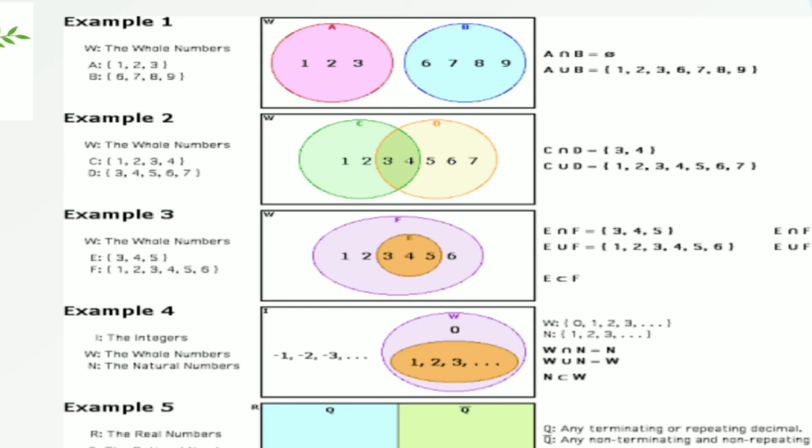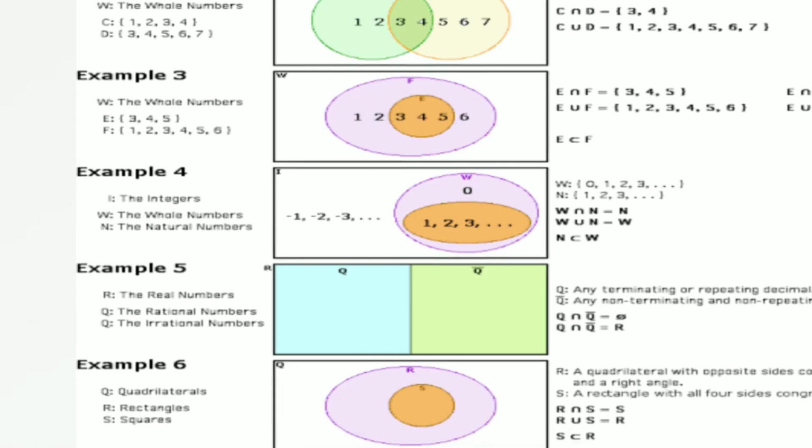C intersection D is expressed as the common term of C and D. There are two elements in C and D. They are 3 and 4. The union is considered the complete set of C and D. It is given as 1, 2, 3, 4, 5, 6, 7.